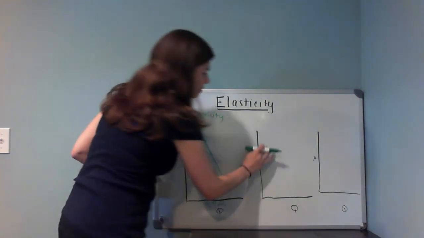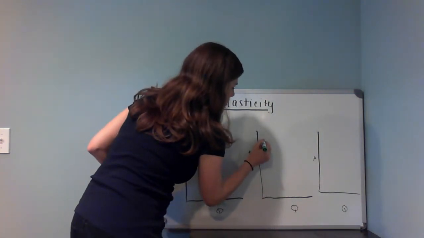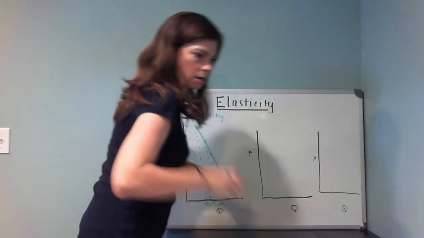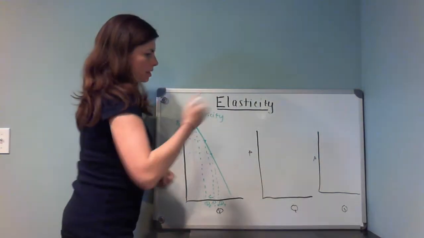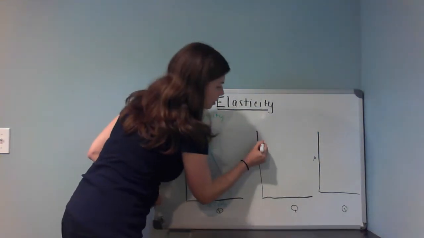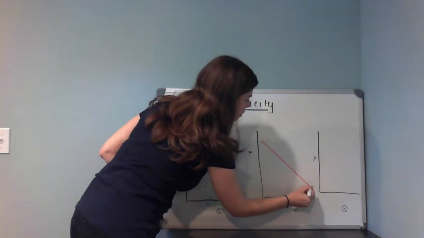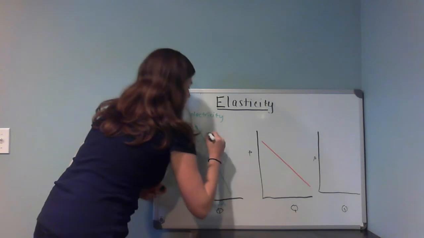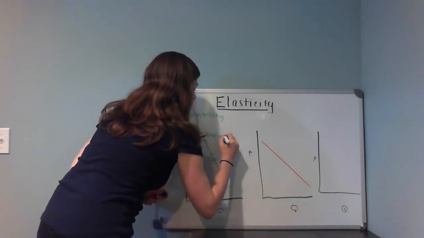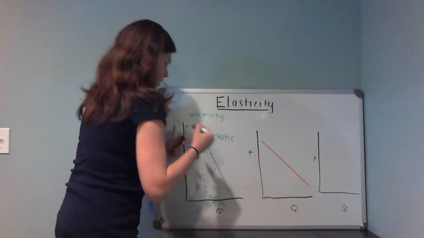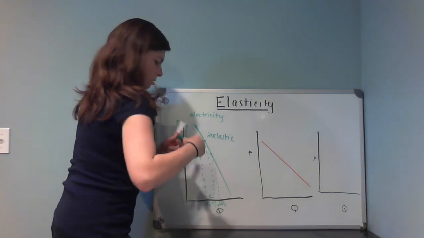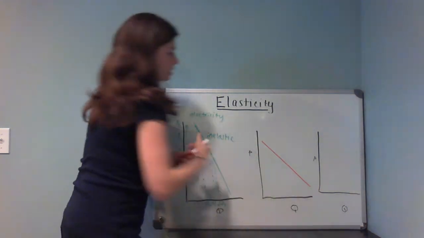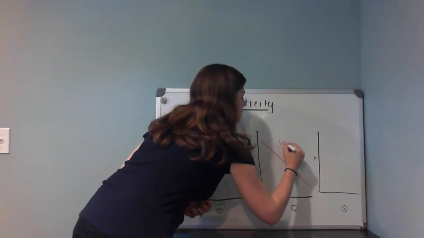So here we have an example. I'll do it in a different color. That's going to be right in the middle. I'll try to draw it as best I can. So this is inelastic. So this is going to be our example of unit elastic.